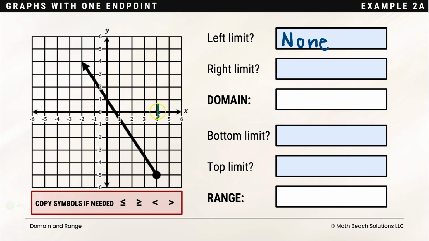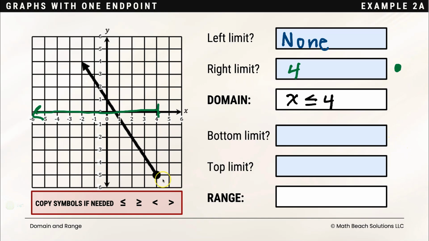It does. There are no x values that are larger than 4, so our right limit is 4, and there's a closed dot at that point. You'll notice that all of our x values are going to be less than or equal to 4. And it's going to be x is less than or equal to 4 because it includes a point at x equals 4, which is indicated by the closed dot.